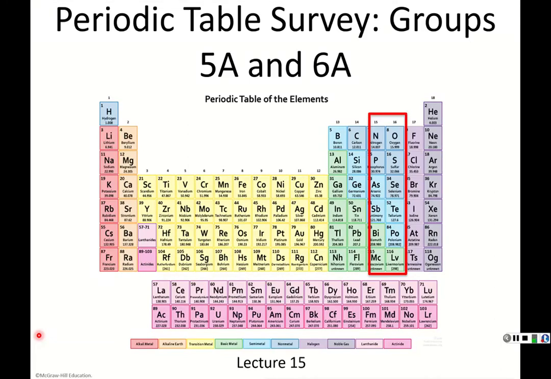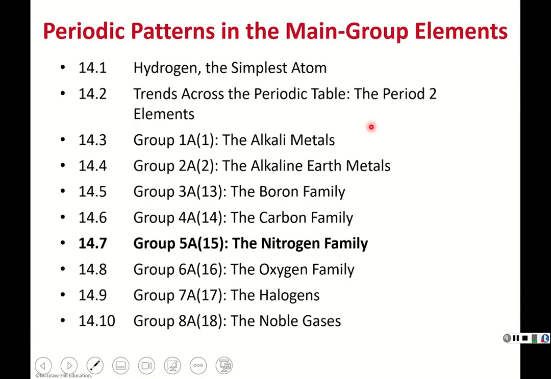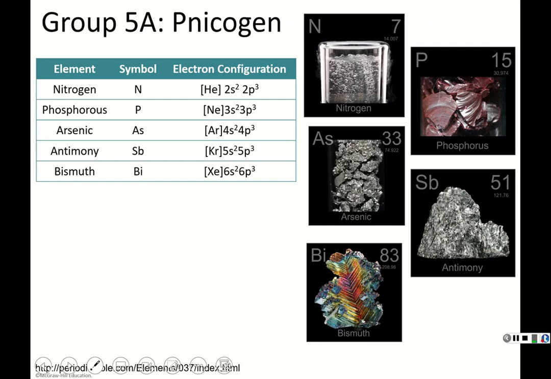We're going to continue on with our survey of the periodic table, and now we are moving on to groups 5A and 6A. Another way of naming these is groups 15 and 16, highlighted here, and those would be the oxygen and nitrogen families. Okay, so starting with group 5A or 15, the nitrogen family.